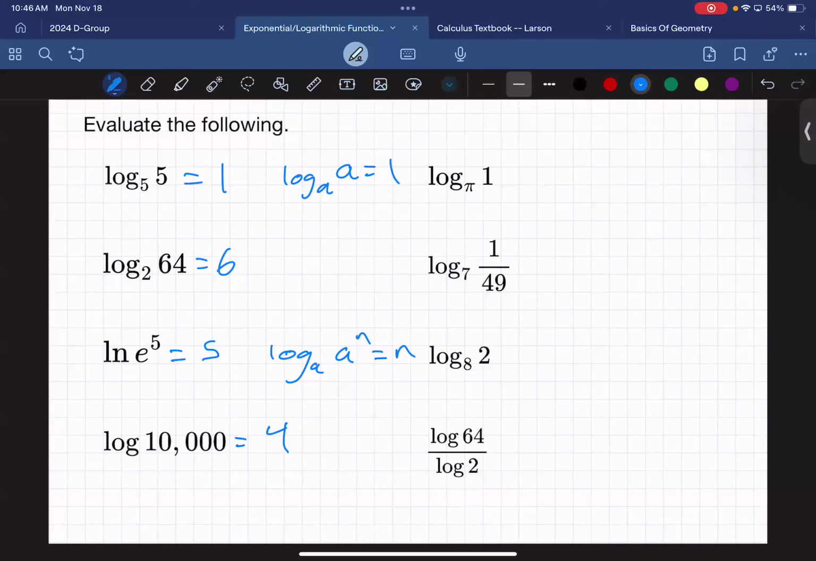Now, just out of curiosity, between the natural and common log, which one do you think we use more? The natural log. Even though we call it the common log, the natural log is typically what we see. So just keep that in mind.